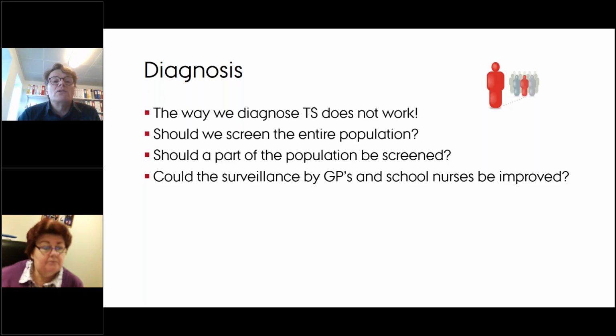I think the only way to diagnose all Turners would be to include that on the heel prick test that we use on newborn babies. But that is something that has not been implemented anywhere in the world so far.